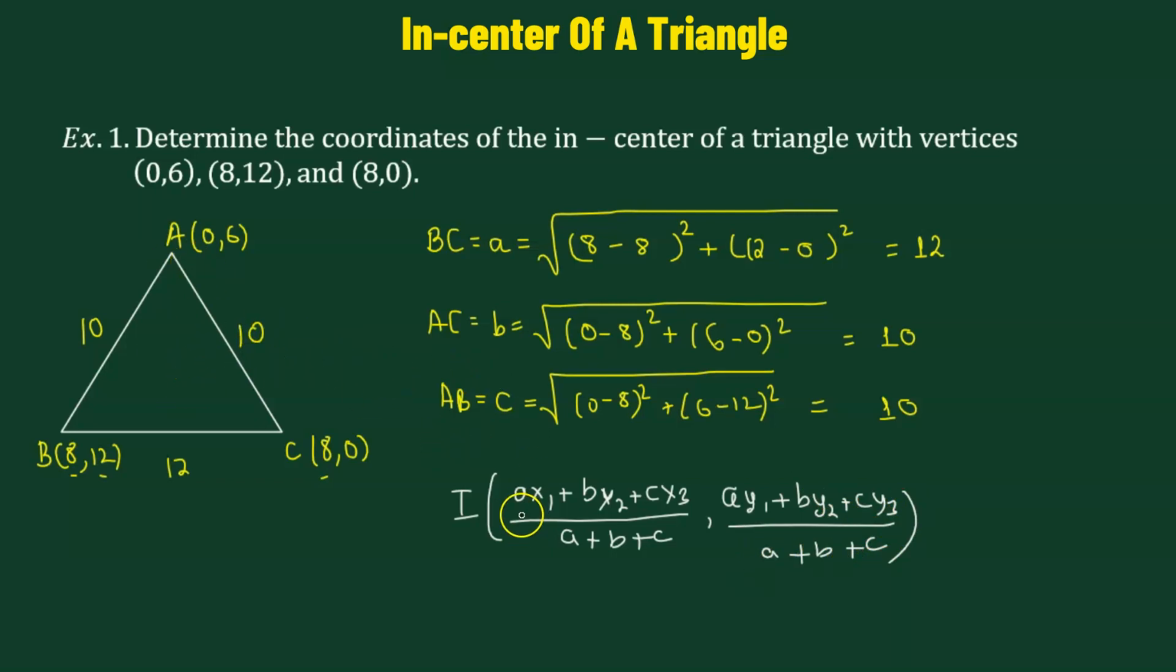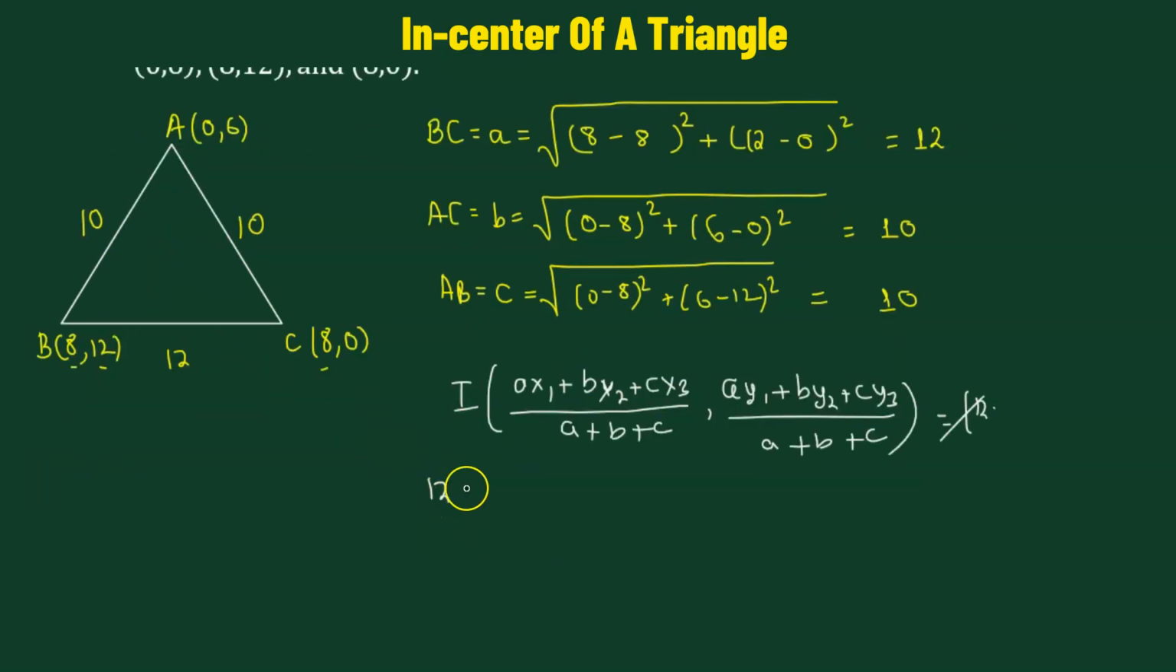So let's substitute the values. Here we have 12 multiplied to x1. So x1 is going to correspond to the x coordinate of A, so this will be multiplied with 0. Then added to b. So b is 10. So we have 10 times the x coordinate of B, that's going to be x2, which is simply 10 times 8. Then we have cx3, so c, we obtained that value as 10, and this will be multiplied to x3, so x3 will correspond to the x coordinate of C, so that's 10 times 8, divided by a plus b plus c, so that's 12 plus 10 plus 10. So this is the x coordinate.